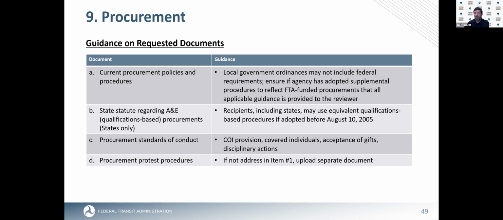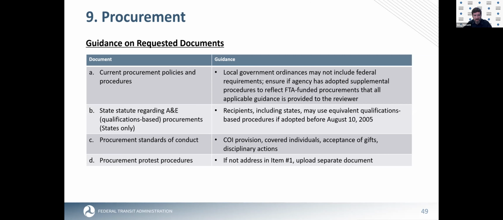Perhaps you have a separate document that would come into play only when you're buying things with FTA monies. Or maybe a lot of this is contained in your local government purchasing policy, but there might be an appendix to that document that deals specifically with those FTA requirements. So just make sure you're giving your reviewer the FTA-specific stuff if you're in one of those cases.